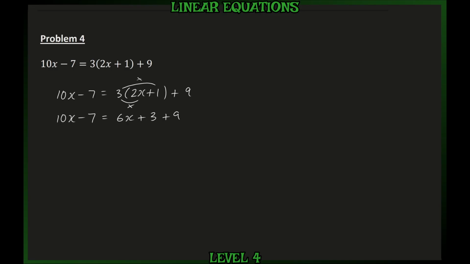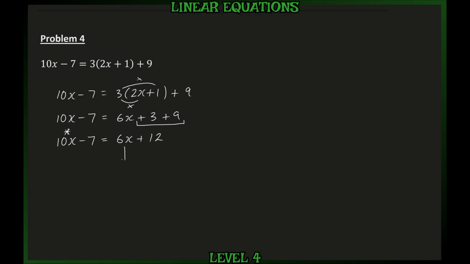Now staying on the right hand side, we have a plus 3 and a plus 9 that we can simplify. So the right side becomes 6x, and 3 plus 9 gives us positive 12. And we still have 10x minus 7 on the left. Now we have unknowns on both sides of the equation, so we're going to keep them on the side where we start with the most, which is the left.